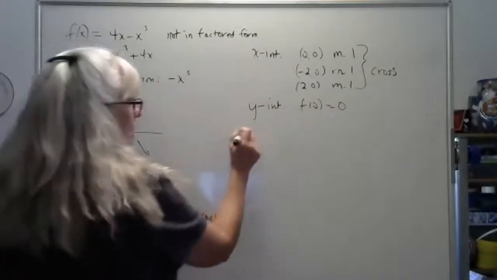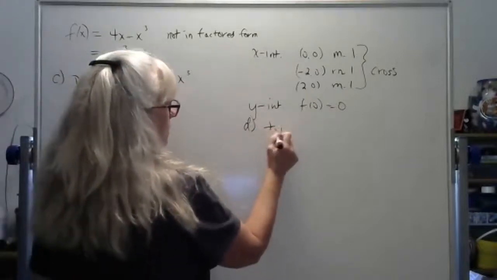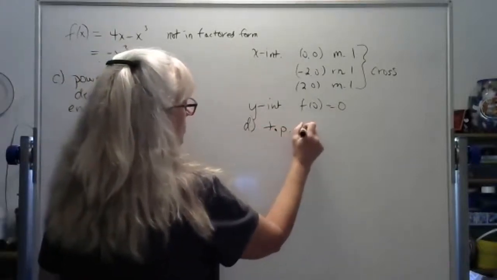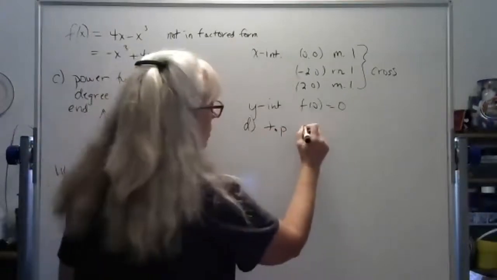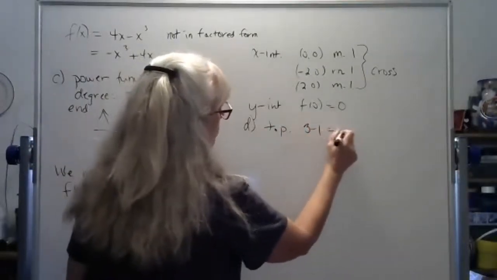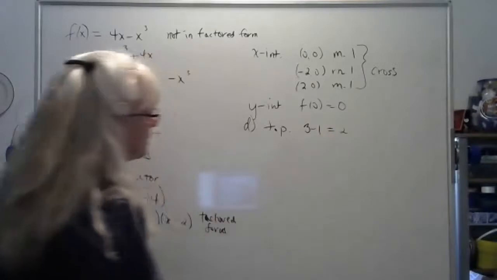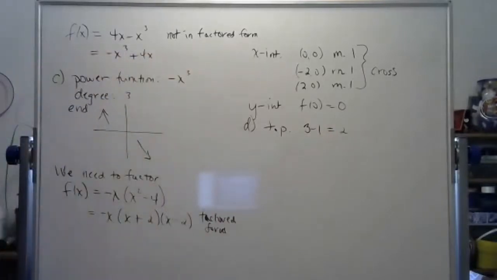Part D was the turning points. That's the degree, which was 3 minus 1. So at most, we're going to change direction 2 times. Okay, now we're ready to graph it.